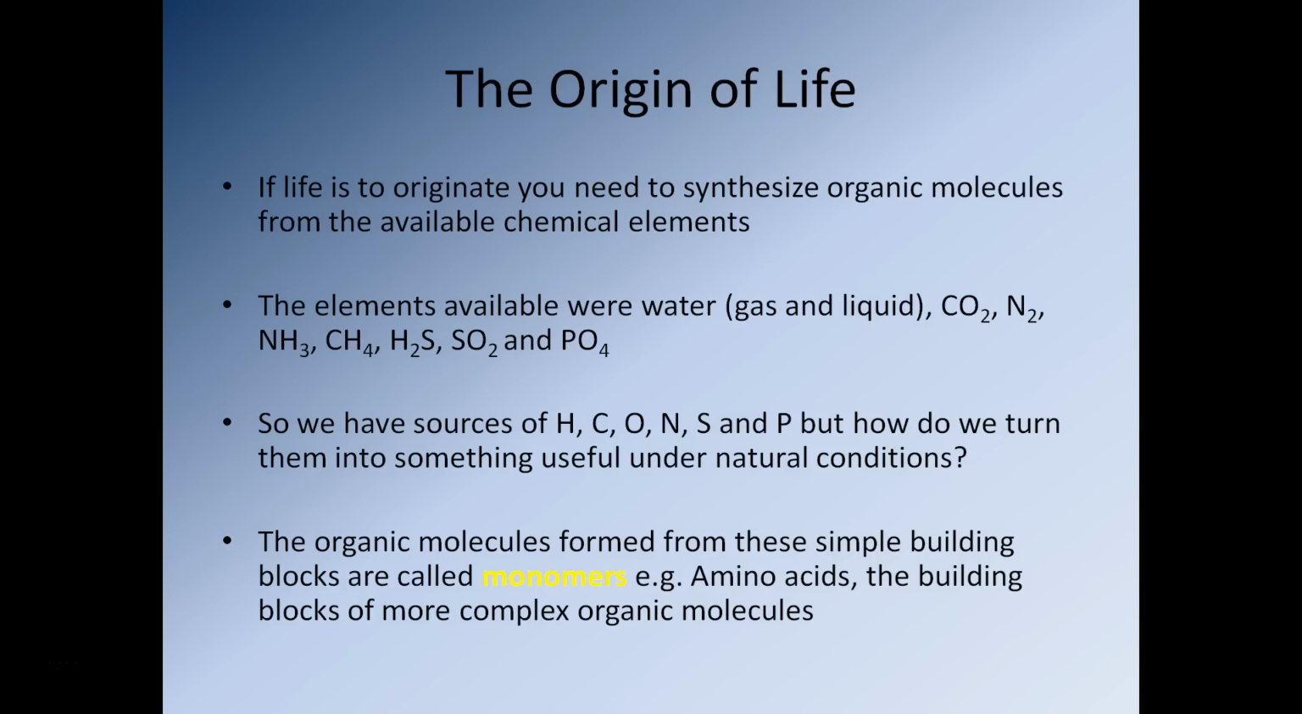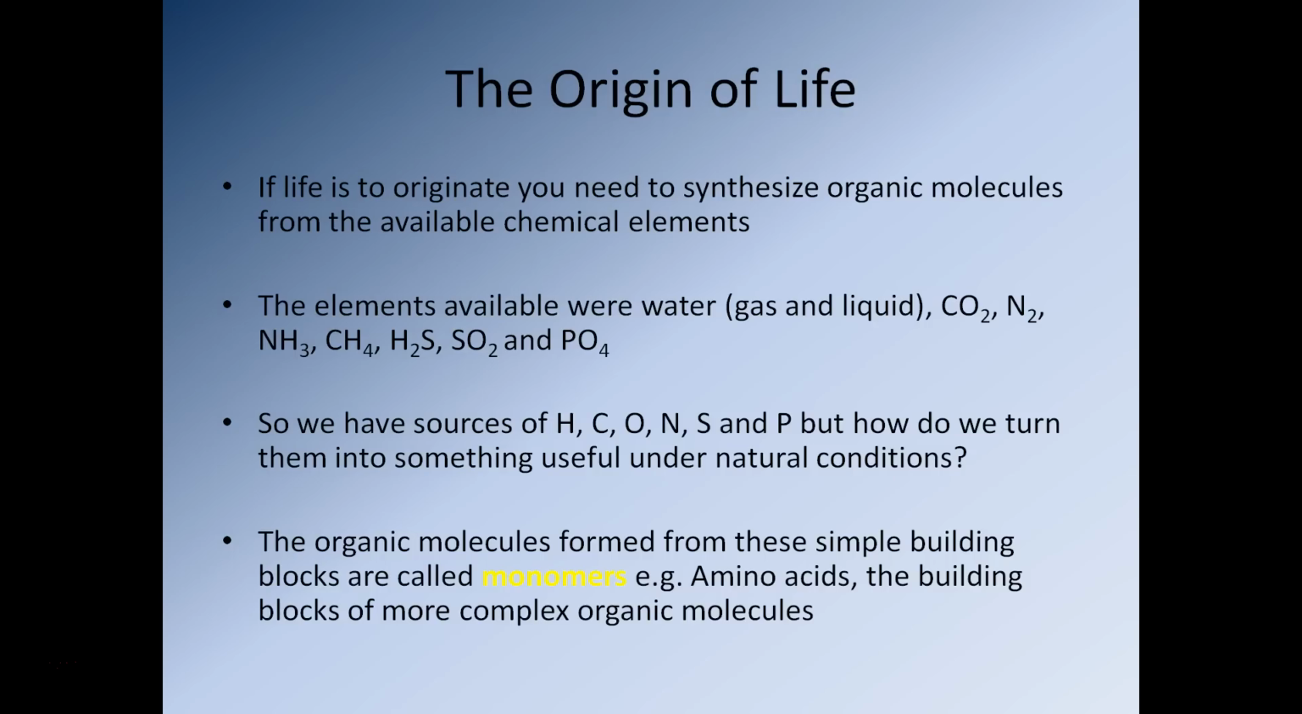So the origin of life. If life is to originate, you need to synthesize organic molecules from the available chemical elements. So the elements available were water, carbon dioxide, nitrogen, ammonia, methane, hydrogen sulfide, sulfur dioxide, and phosphorus. So there's plenty of material about. And so that means we have sources of hydrogen, carbon, oxygen, nitrogen, sulfur, and phosphorus, and that's pretty much what we need to build our cells. So the starting materials are all there and they are in abundance. So great, we've already met that requirement.